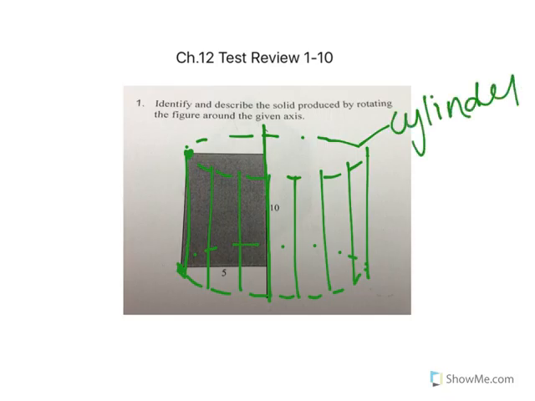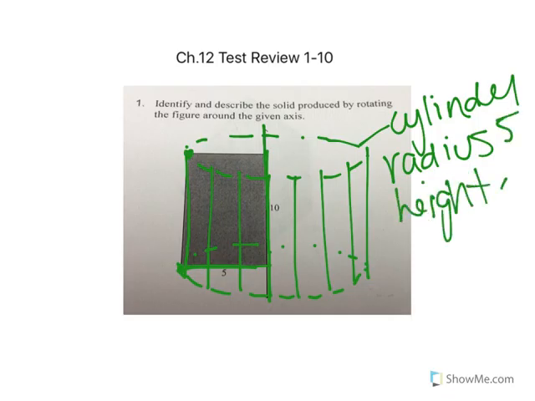And then a way you can describe it is it has a radius of 5 and it has a height of 10. And that's it for number 1.